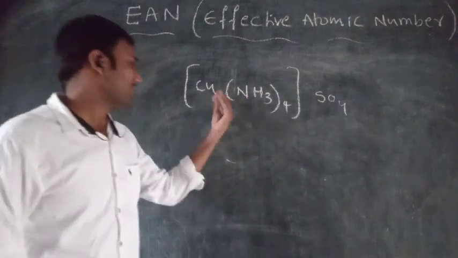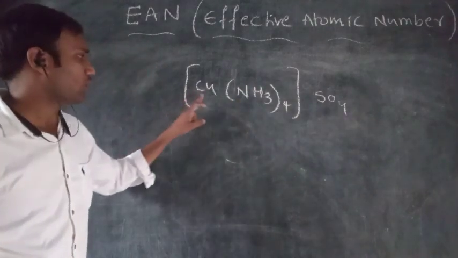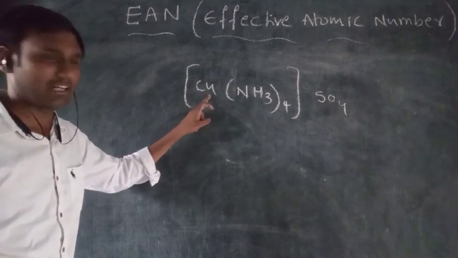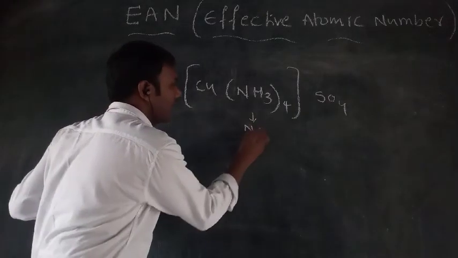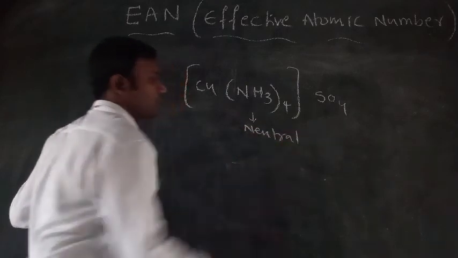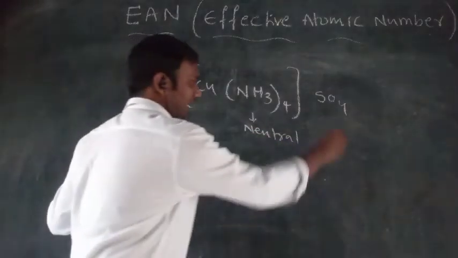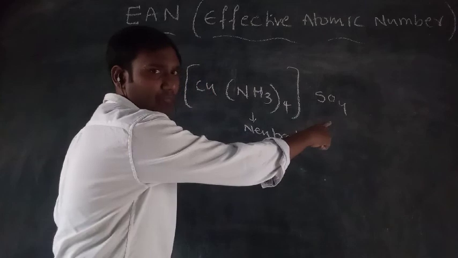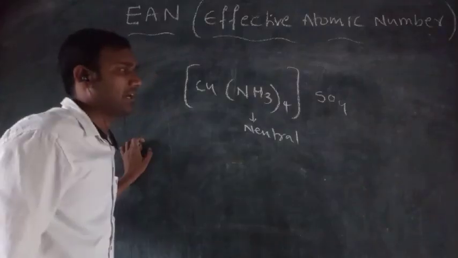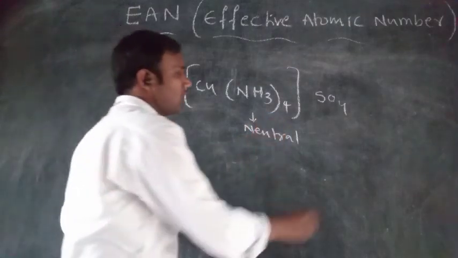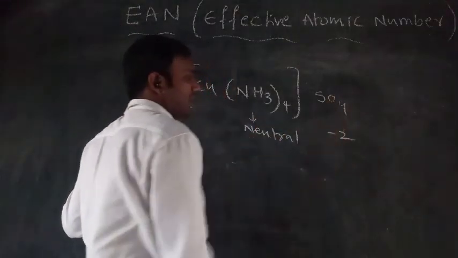So now here, this is the complex. Now we want to find the copper oxidation state here. Ammonia is a neutral molecule, that means zero charge. SO4 is coming from H2SO4, that means it is sulfate. Sulfate charge is what? -2.